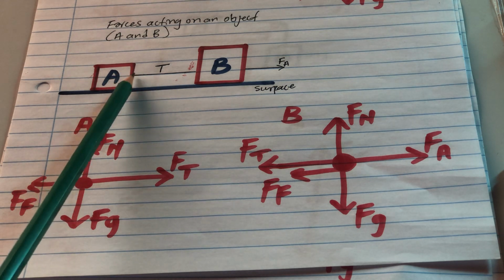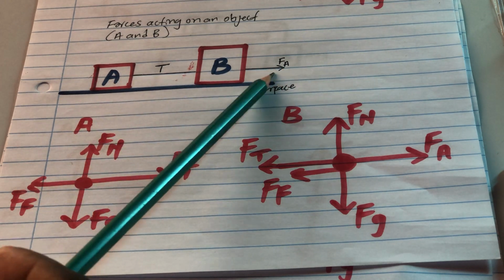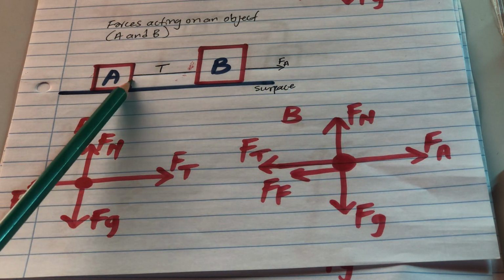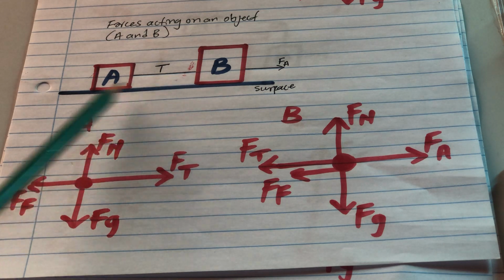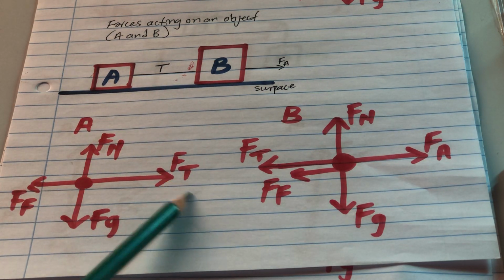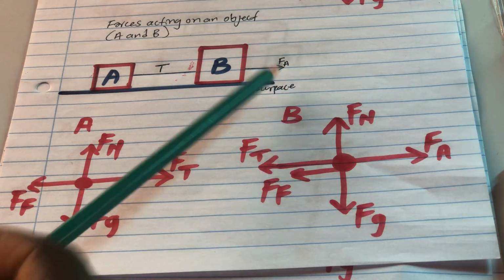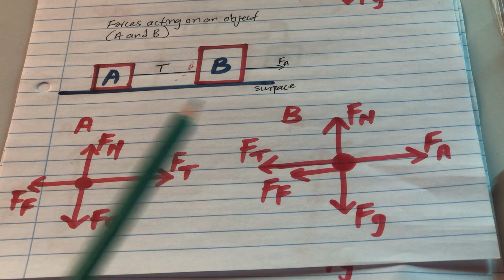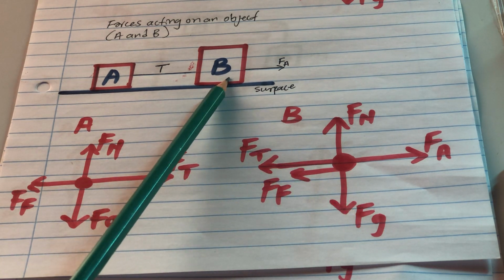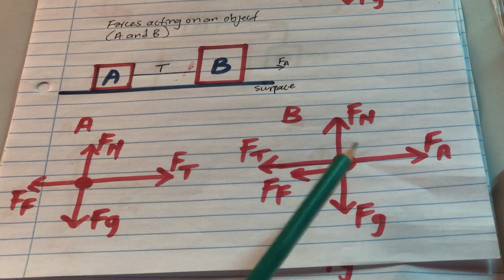You can see that the direction of applied force is to the right. It means that box A is being pulled by this string to the right. That's why our tension force is pointing to the right, pointing to the direction of applied force. Now, let's look at the forces that are acting on object B or block B.